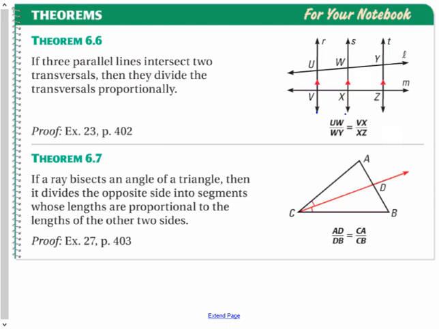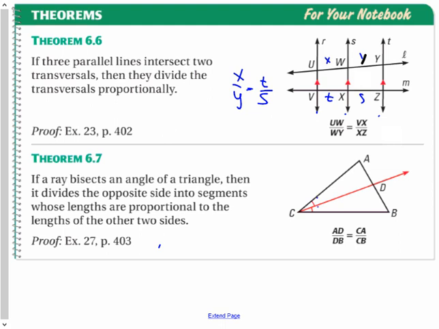Moving on, we have multiple parallel lines, and they're going to intersect the transversals proportionally, right? So we've got 3 here. So these sides are going to be proportional to these sides, right? So x to y equals t to x.